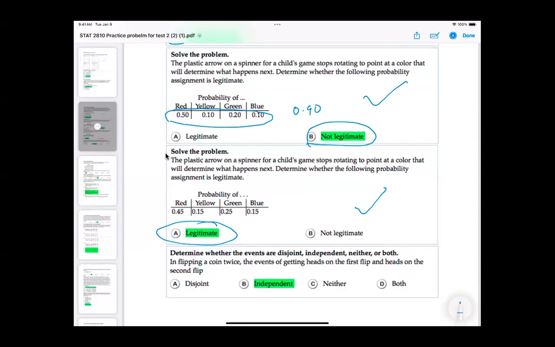And so here, the last one says that we should determine whether the events are disjoint, independent, neither or both. And so here we are flipping a coin twice. The event of getting heads on the first flip and heads on the second flip. So it's independent because when you flip and you get head, you can flip again. You can either get head or tail. Whether you're going to get head or tail on the first is not dependent on the outcome of the second. Does that make sense? So then that is independent. So we are done with this one too.